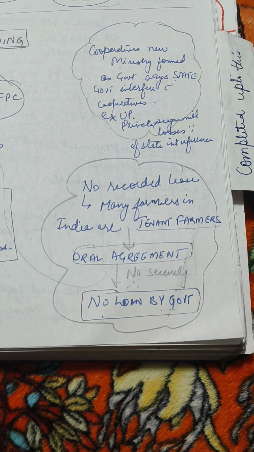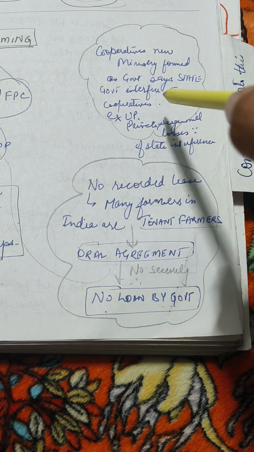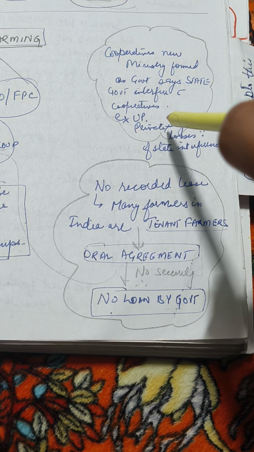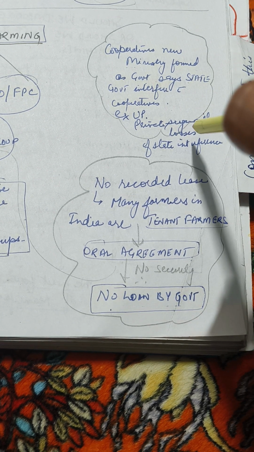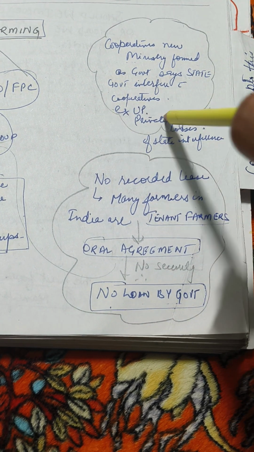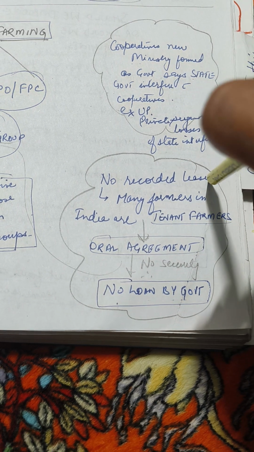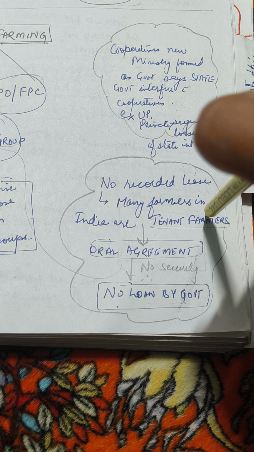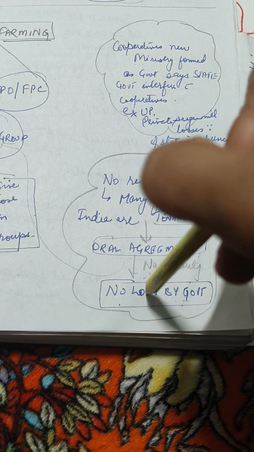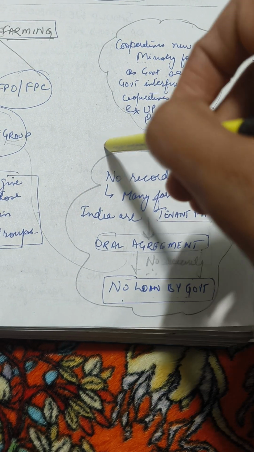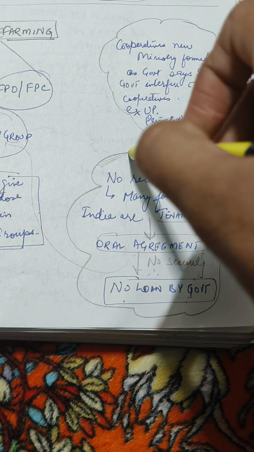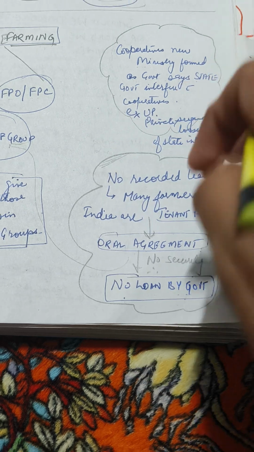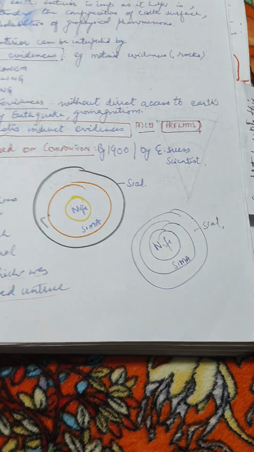Okay. Now cooperatives: a new ministry has been formed, though the government says state governments interfere with cooperatives. In UP, private sugar mills suffer losses due to state interference. So these are examples and facts which we can highlight. There is no recorded lease; many farmers in India are tenant farmers, so there is only an oral agreement, no security, and no loan from the government. This is the negative. If we are giving examples for criticizing, we can highlight these things because at ground level they are not sufficient.